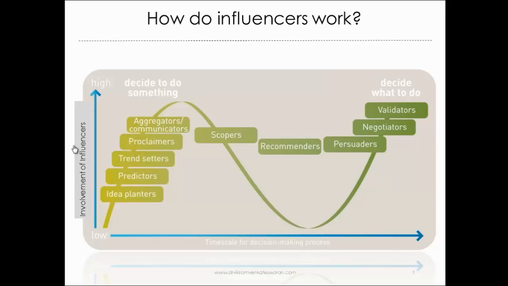Sure. Okay, so I got a question about the influencer program of LinkedIn. True, it exists. We can talk about it in detail later if you want.